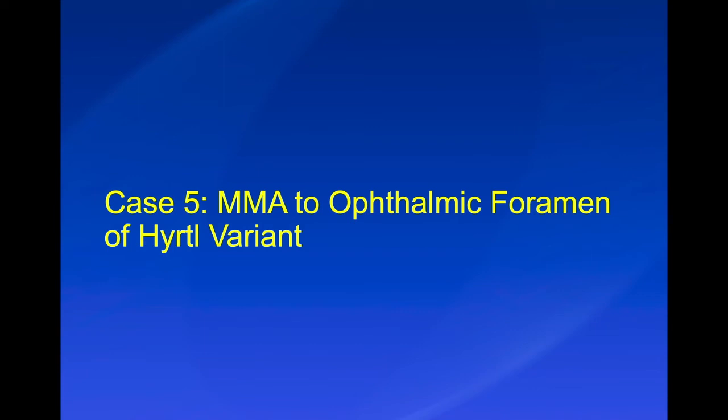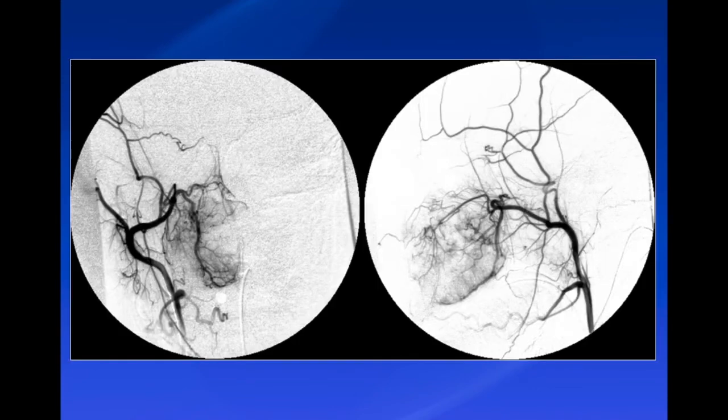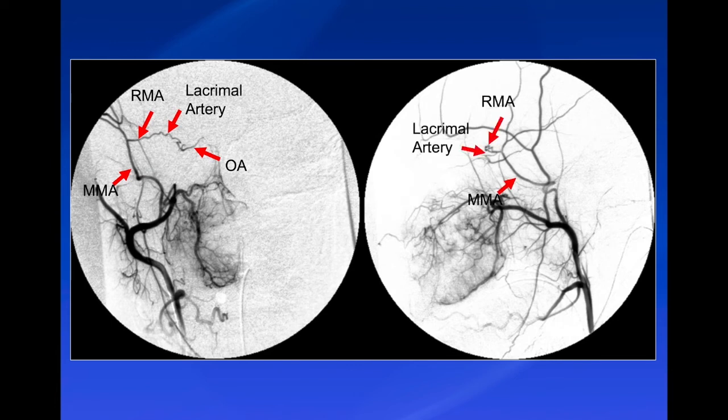Here's a middle meningeal artery to ophthalmic foramen of Hyrtl variant. So here we see bilateral external carotid artery injections, our middle meningeal artery to recurrent meningeal artery to the lacrimal artery, which goes through the foramen of Hyrtl and then into the ophthalmic artery. And here it is on the lateral with the MMA, recurrent meningeal artery, lacrimal artery, and then you see the distal ophthalmic artery right there.